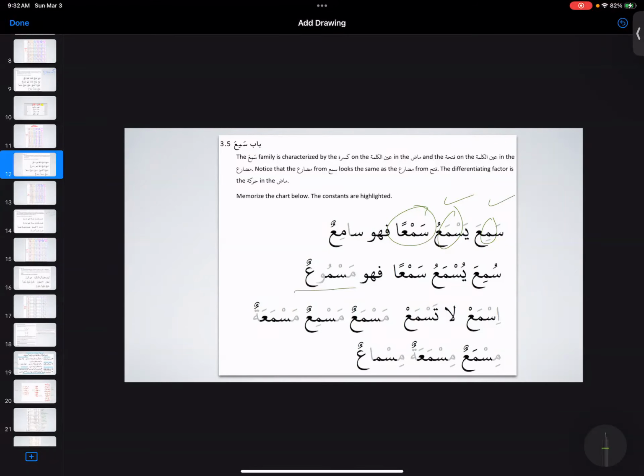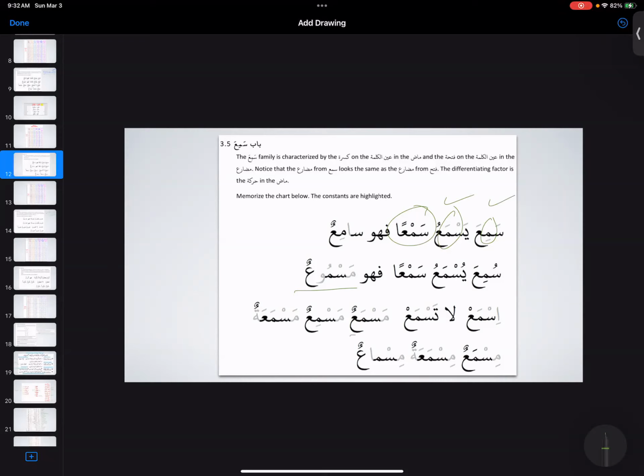Then sumi'a yusma'u sam'an fahuwa masmu'un. How are we going to translate masmu'un? The one who is being listened to, the one who has been listened to. Or the news that has been listened to. Exactly, has been listened to.